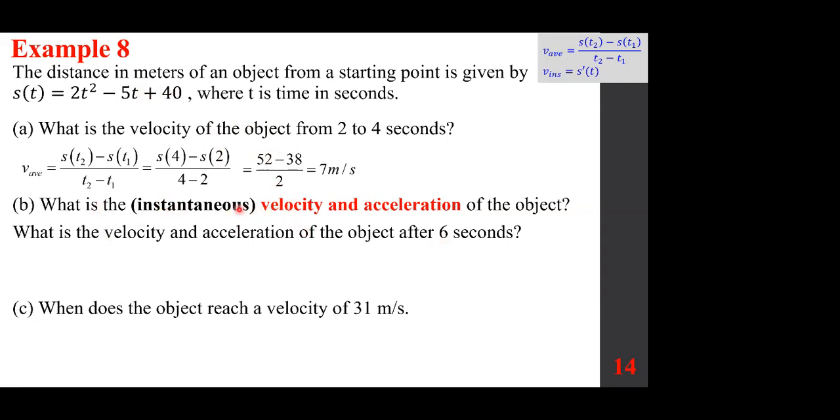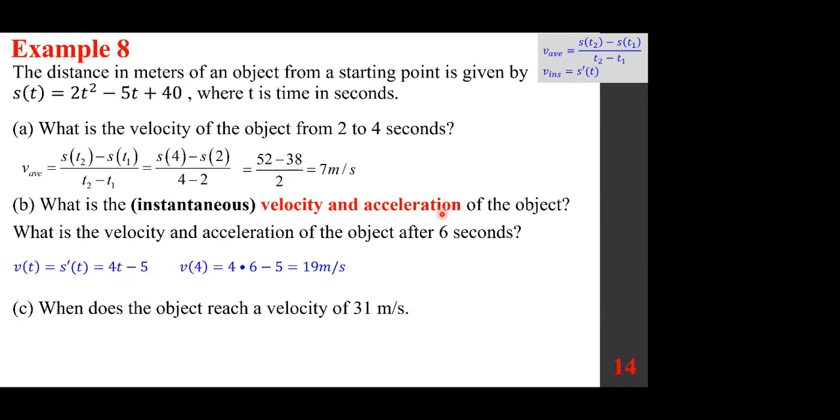So first, instantaneous velocity. Even if they don't say instantaneous, they want it at one point in time, it means that it's a simple differentiation using the power rule. So 4t minus 5. Okay, v of t or s prime of t is 4t minus 5. Now I'm going to plug in 6, and it gives me 19 meters per second. What is it that we are adding? We are adding the acceleration.